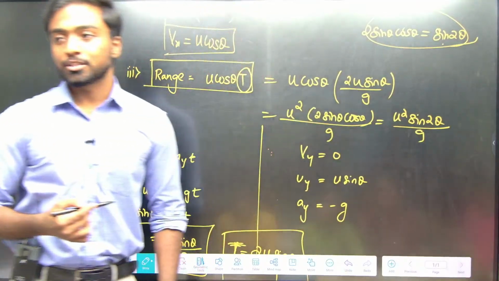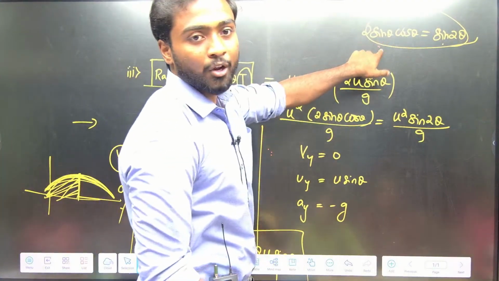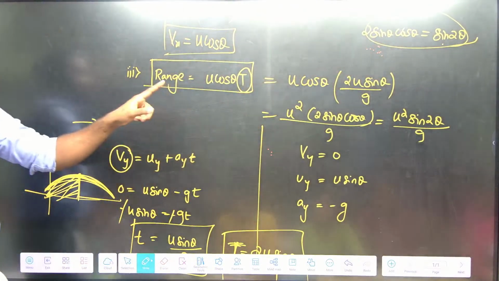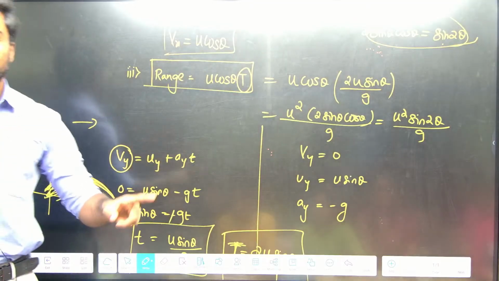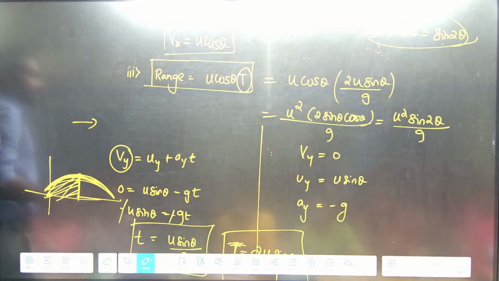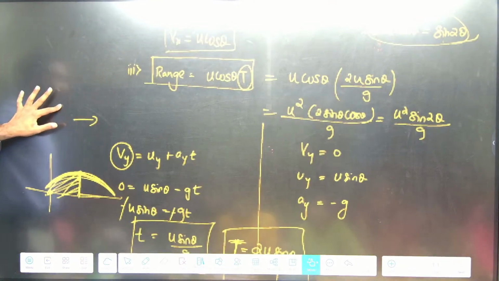This is my range. I have given this formula in trigonometry, if you have noticed. Yes, no? 2 sin theta cos theta is nothing but sin 2 theta. Take down the range formula and we can go for the time of flight and maximum height.